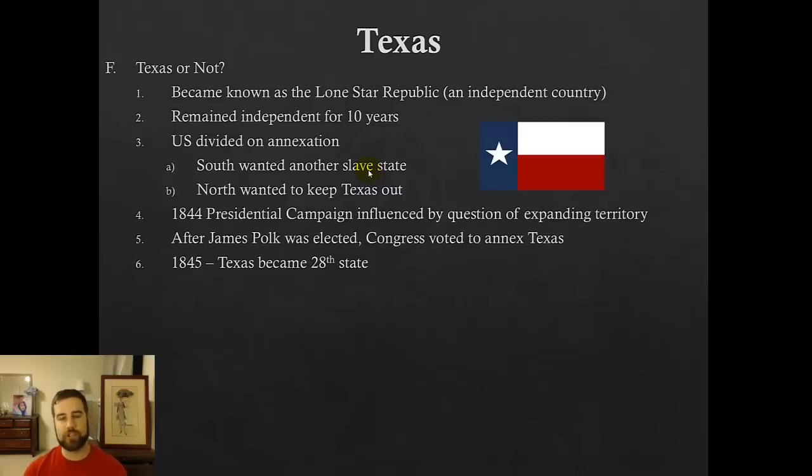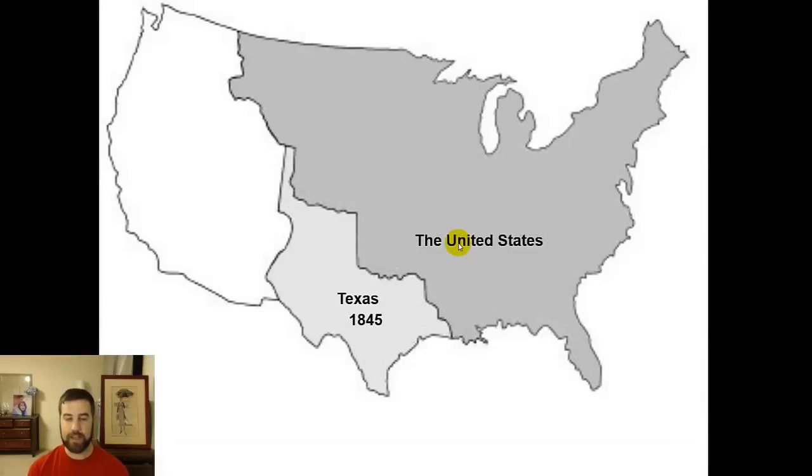And so in the presidential election in 1844, the whole idea of expanding slavery and what should happen with Texas is at the forefront, and President Polk is going to be elected president, and then he's going to ask Congress later to annex Texas. And so in 1845, Texas will become the 28th state in the Union in the United States of America, and it will become a slave state. And here you can see Texas being added, the area that it has.